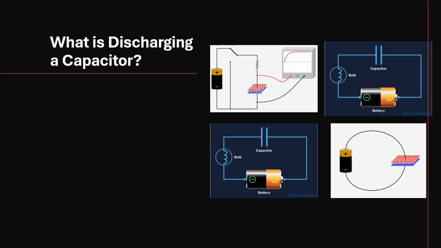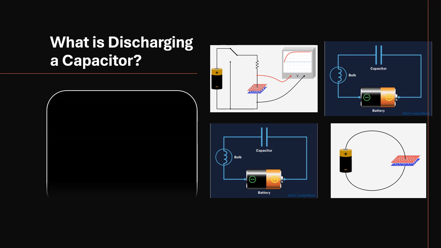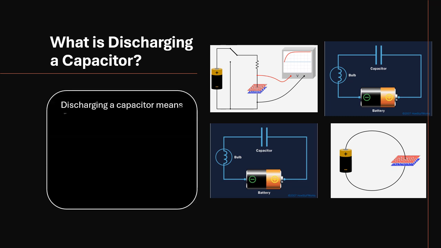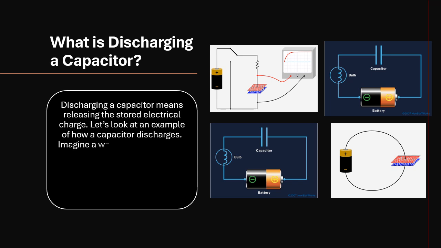What is discharging a capacitor? Discharging a capacitor means releasing the stored electrical charge. Let's look at an example of how a capacitor discharges.